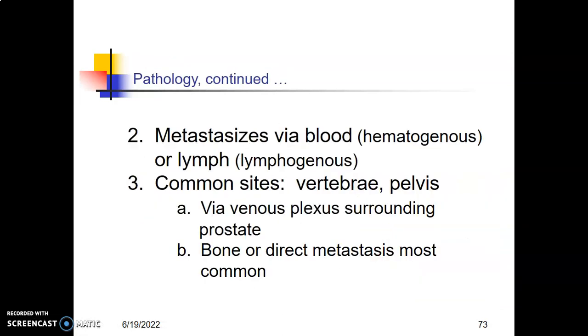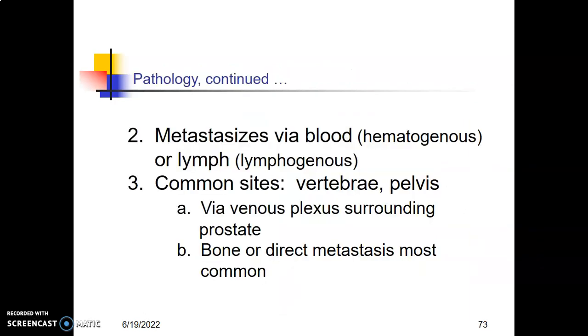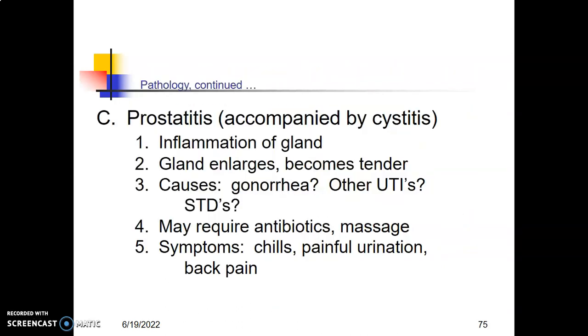So cancer of the prostate gland can metastasize through blood and through lymph, hematogenous and lymphogenous metastasis respectively, and metastasis can get to the vertebrae and to the pelvis through the venous plexus. So through the prostatic venous plexuses, it will communicate with the external vertebral plexuses. That's how it will spread to the vertebrae and into the spine, and it can also spread to the pelvis directly.